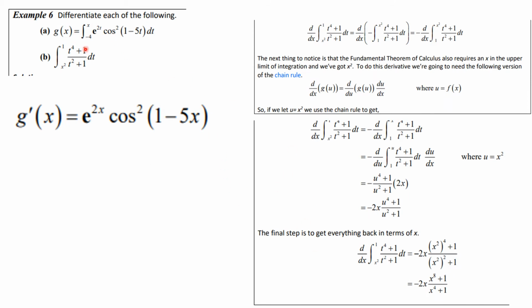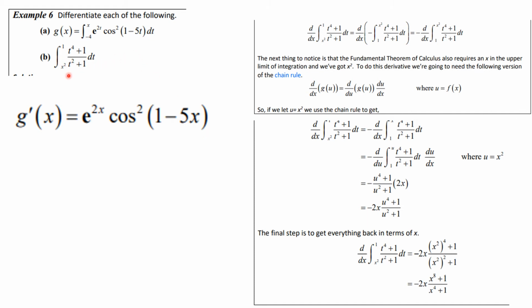Well, the first one is straightforward. A is minus 4. That's a constant, and the x is up here. So the answer is g prime of x is just, I substitute x in to the integrand instead of t, and I get this is my answer.